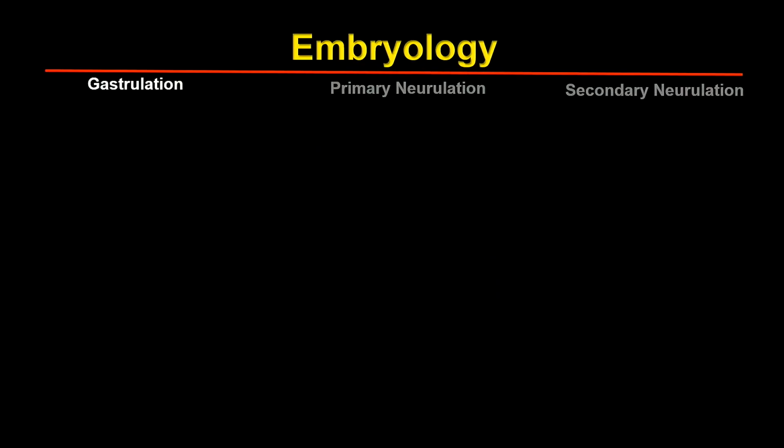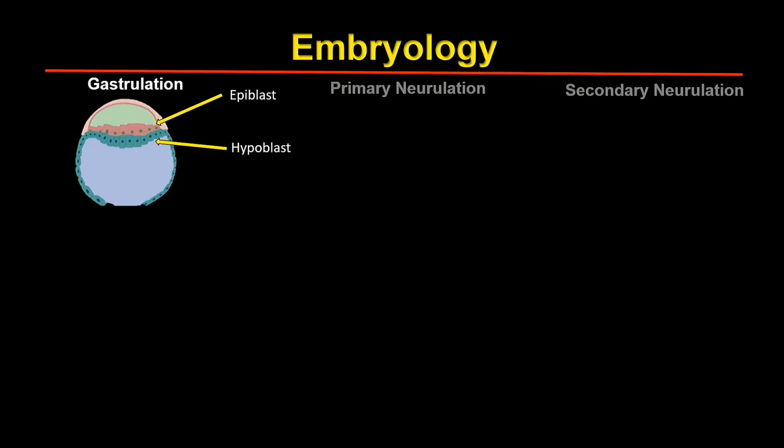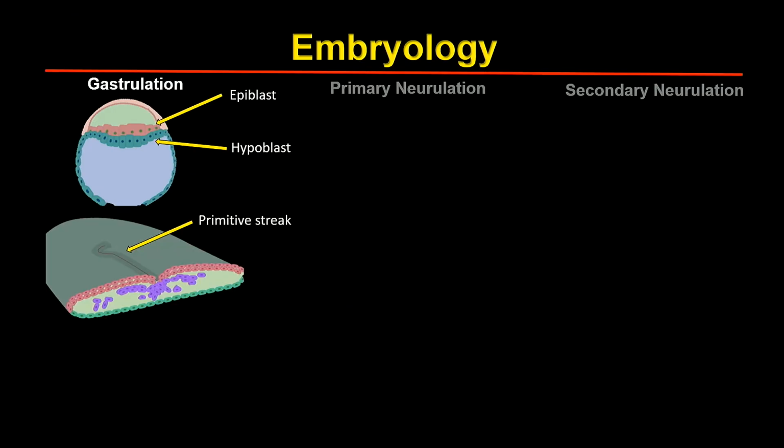Now, gastrulation is the first step. It's very simple. Gastrulation is a process where a bilaminar embryonic disc is converted to a trilaminar embryonic disc. It starts with the formation of something called a primitive streak, which then forms the primitive node, and then it grooves on itself, called the primitive groove.